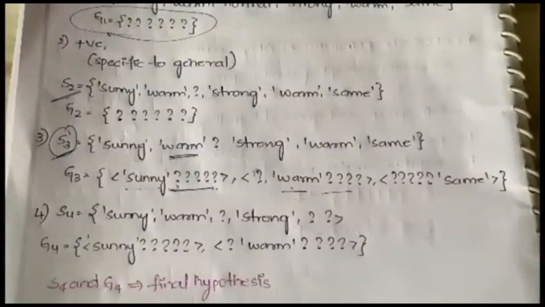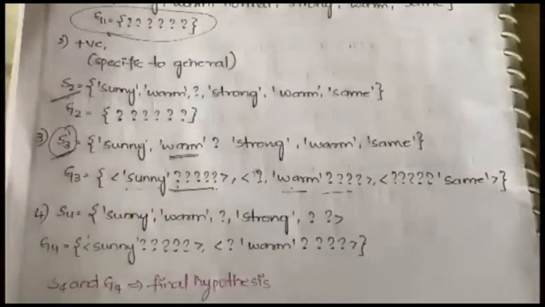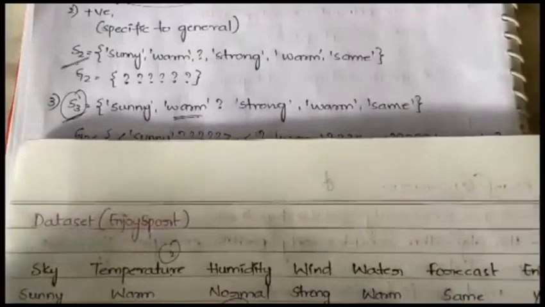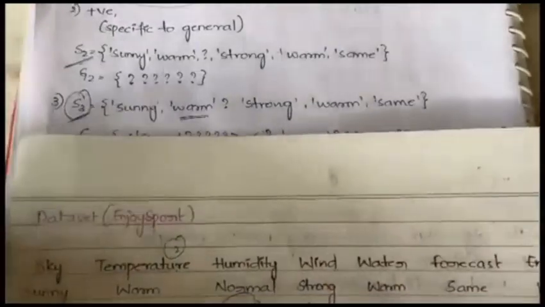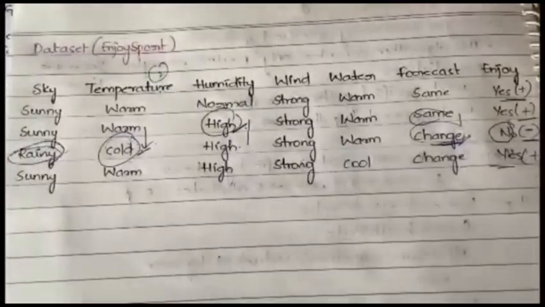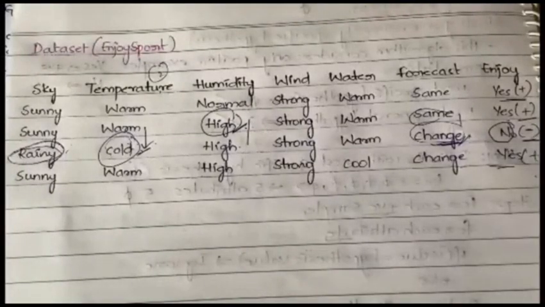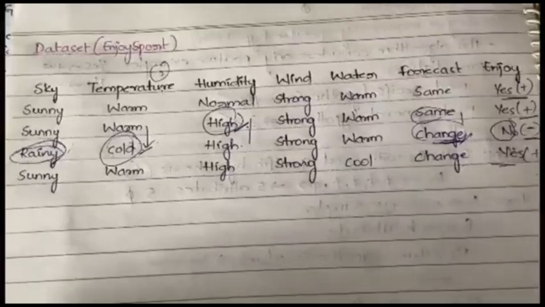Now moving to the fourth example, sunny, warm, high, strong, cool, change. And then the value is yes. Yes means positive. So how do you change now? You should change the specific hypothesis since it is a positive example. Now compare S4 with S3. If the attributes are the same, keep them as they are. If they are different, replace them with a question mark.